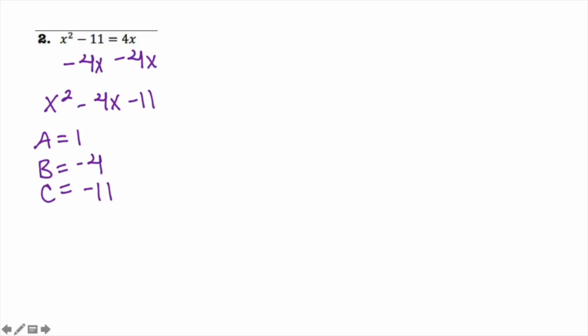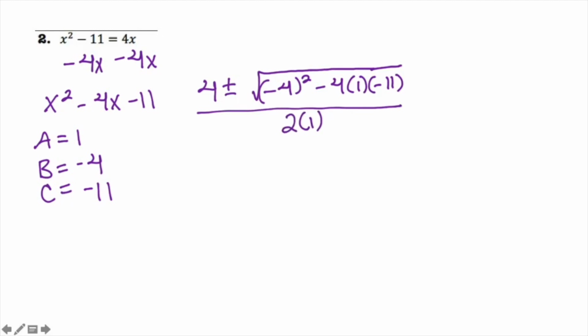And use your quadratic formula. So remember, x equals -b plus or minus the square root of b squared minus 4ac all over 2a. All right, so opposite of b would be a positive 4. Plus or minus the square root, b squared is -4 squared, minus 4 times your a, which is 1, times your c, which is -11. All over 2a, which is 2 times 1.